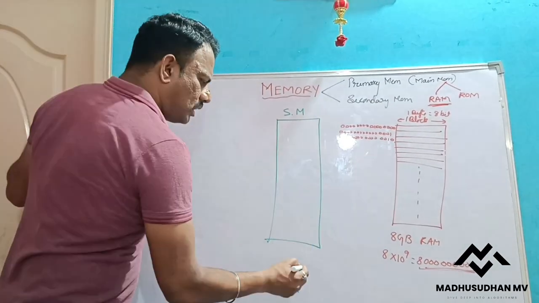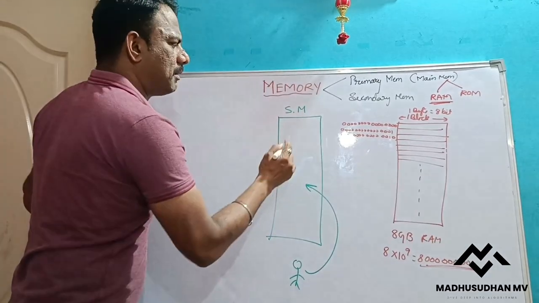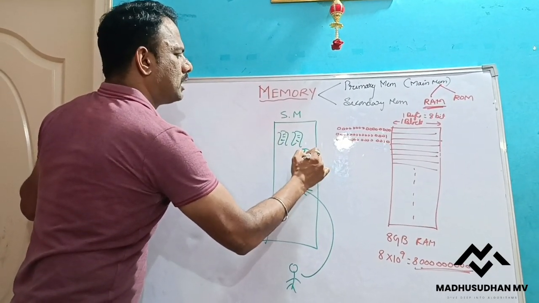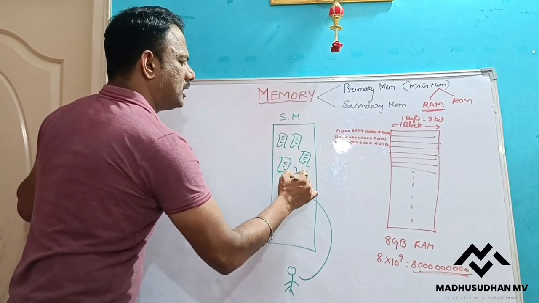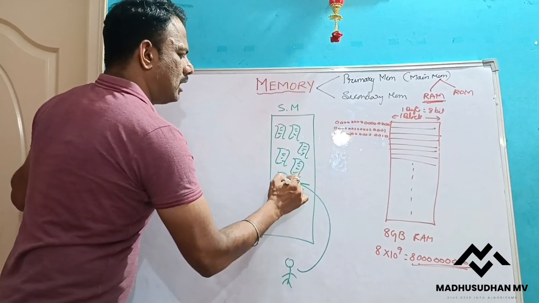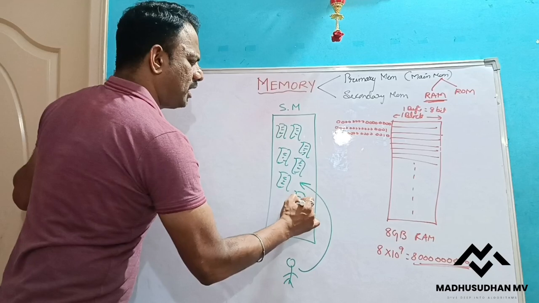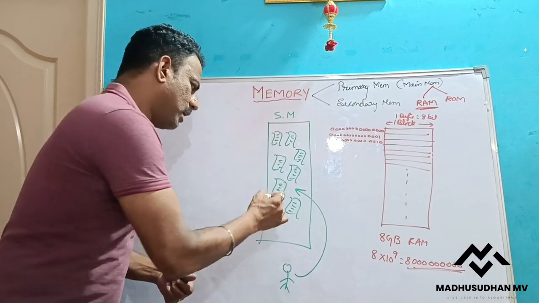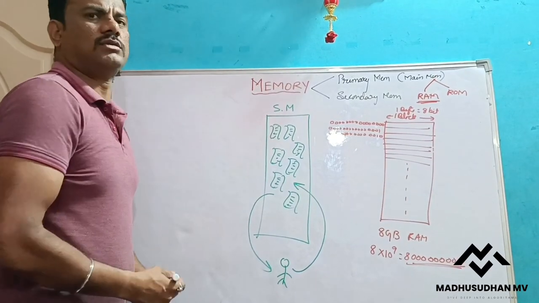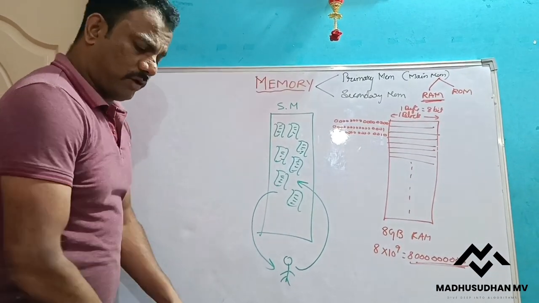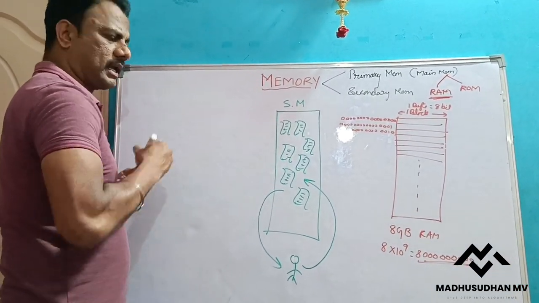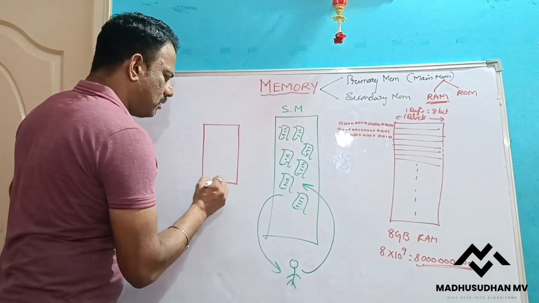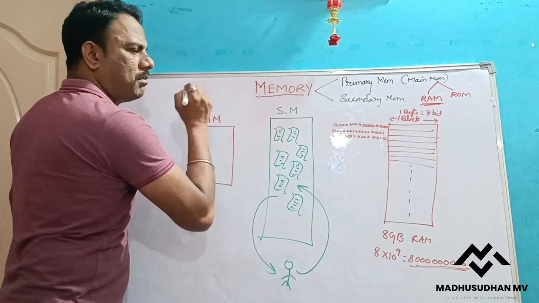That means we users always store in the secondary memory: whatever the movies, songs, games, PPTs, PDF files, or notes we get, we store in this one. Whenever we want to take something, we take it from here only. But we know that whenever we want to execute anything, it should be in the main memory.